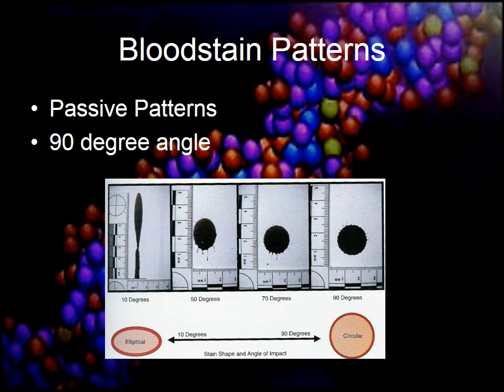Passive patterns, again, merely dropping them down. You can see on the very right side of this picture at a 90-degree angle or straight downward creates a circular pattern because there is no other projection or velocity to the right or to the left, or however you want to say it. It just merely drops straight down. But you can see as you get more of a force behind it, or more of an angle, you can see that it creates more of an oblong or elliptical shape to it.